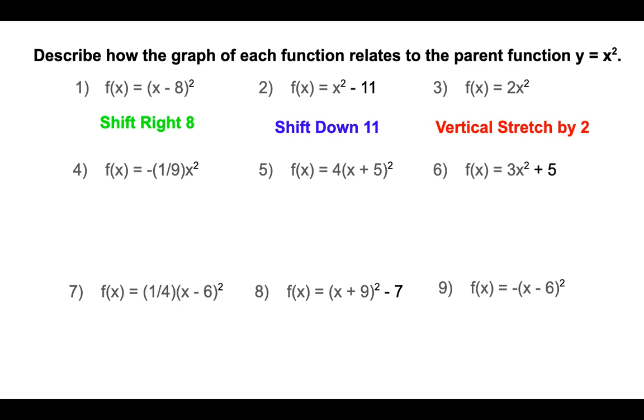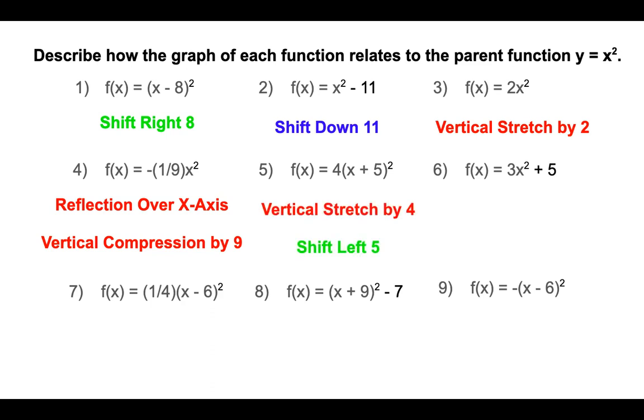Number 4 has two different things going on. That negative out in front tells us something, and so does the 1/9. The negative is a reflection over the x-axis, and that 1/9 is a fraction smaller than 1, so it is a vertical compression by 9. We have two things going on there. On number 5, we have 4, and then we have x plus 5 squared. That 4 on the outside is bigger than 1, so we have vertical stretch, and that x plus 5 is on the inside. It looks like it's going right, but we actually know it is shifting left 5, and that vertical stretch by 4.